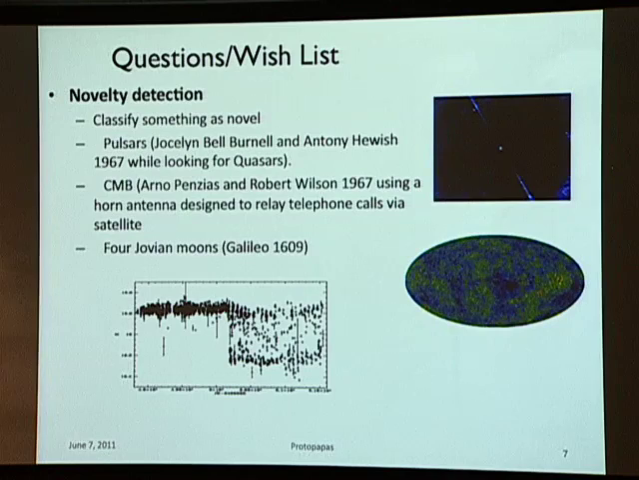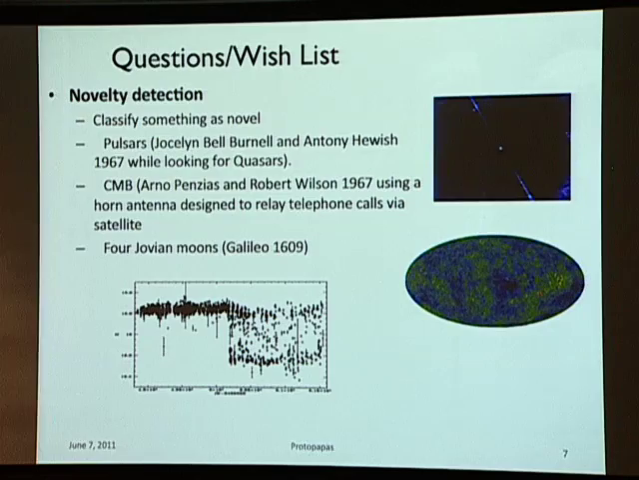Another thing, I think Roseanne asked a question, so nice to have my third slide answering that: novelty detection. Traditionally, a lot of discoveries in astronomy have been done by serendipity. I mentioned three major discoveries. Pulsars: they were looking for quasars and they found pulsars. CMB: they were looking for something else, and they found the CMB. And even the four Jovian moons, I found out by looking yesterday, Galileo was not looking for the moons, but was looking for other things. So looking into the data, exploring and finding something else has been traditionally how science has been done.